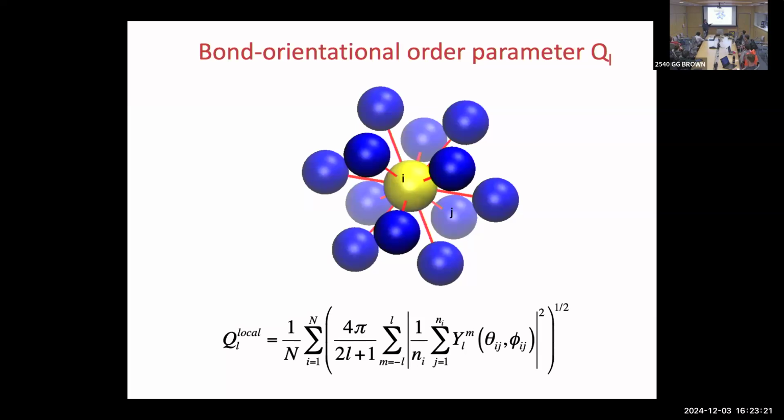So for example, if I had a perfect FCC lattice, this would be a high number. It's going to be around 0.7, just the way it's defined. Whereas if I'm in a random environment, this number is basically 1 over the square root of n.